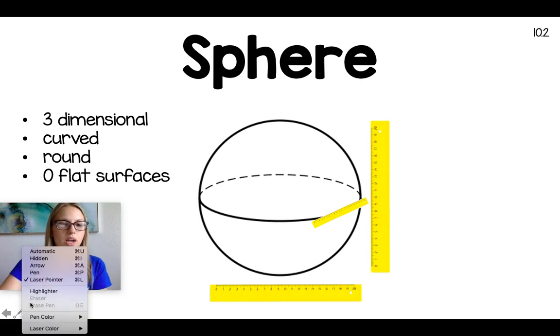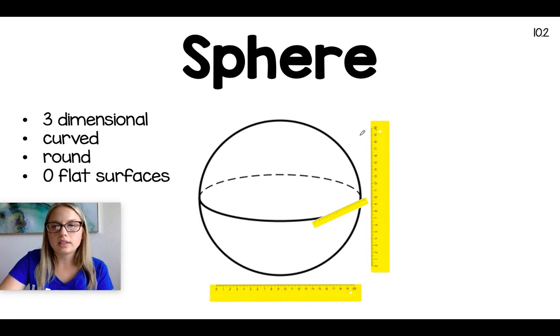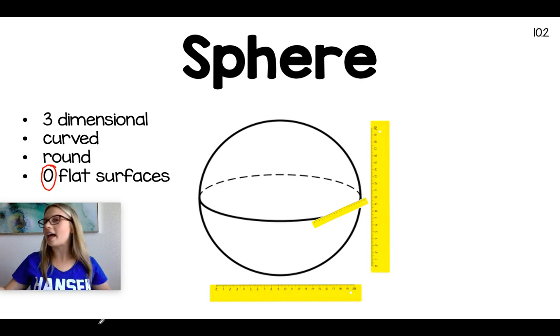Now, I want you to look on the side. Look on the side over here. Is this side flat or curved? It's curved. What about over here? Is this side flat or curved on the bottom? It's curved. What about this side over here? Is this side flat or curved? It's curved. What about the top? Is this side flat or curved? It's curved. So it has 0 flat surfaces, no flat sides.